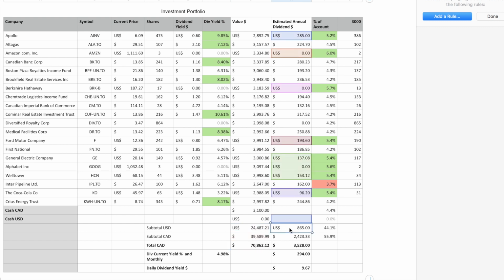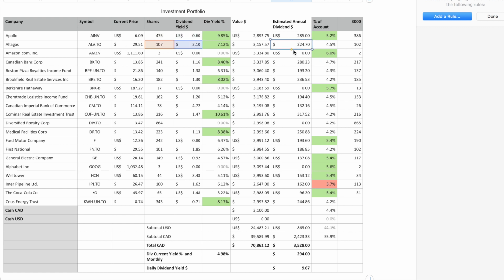Same thing with the dividends. The dividend payout that's estimated is based on the number of shares that I hold. The current value of Apollo is $2,892 for 475 shares. Each share is going to yield 60 cents per year. So I can estimate that those 475 shares at 60 cents will pay me $285 in the next 365 days. Subsequently, for each of these, I can go through.